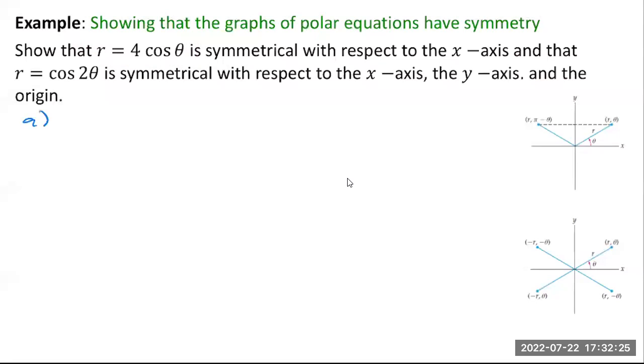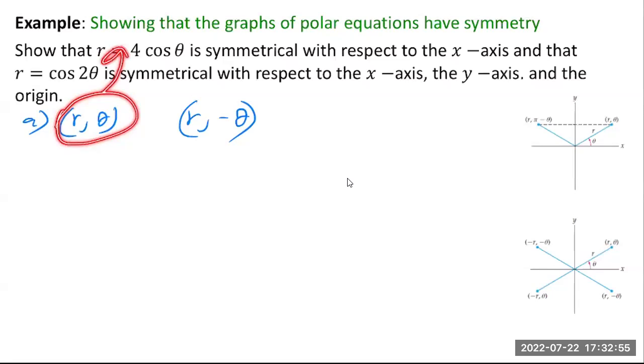Okay, first part. To show that it is symmetric with respect to the x-axis, we need to show that for every point r comma theta on the graph of r is equal to 4 cosine theta, r comma minus theta is also on the same graph. Remember, symmetry with respect to the x-axis means if r comma theta is on the graph, then r comma minus theta should also be on the graph. Can we show that here? Assume that r comma theta is on the graph of this one.